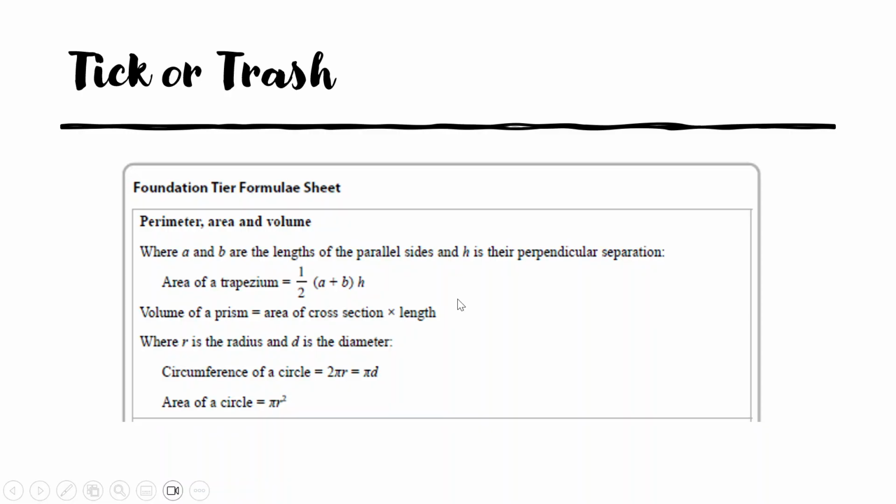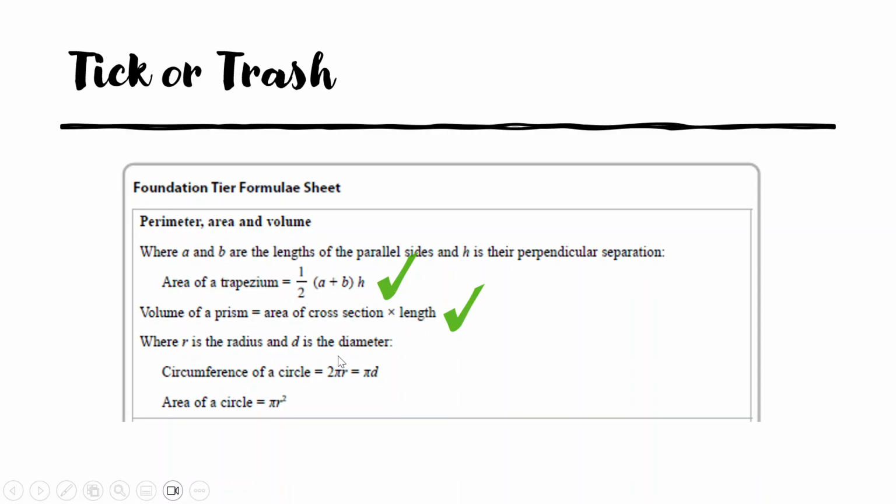So the first section is perimeter, area and volume, and you're given the area of a trapezium. That is a very useful one. Area of a trapezium comes up around 75% of the time, so it is a very useful formula. The volume of a prism, the area of the cross-section times by the length. That also works for cylinders. Area of the cross-section, so the uniform face, times by the length of the shape. So that one is useful.